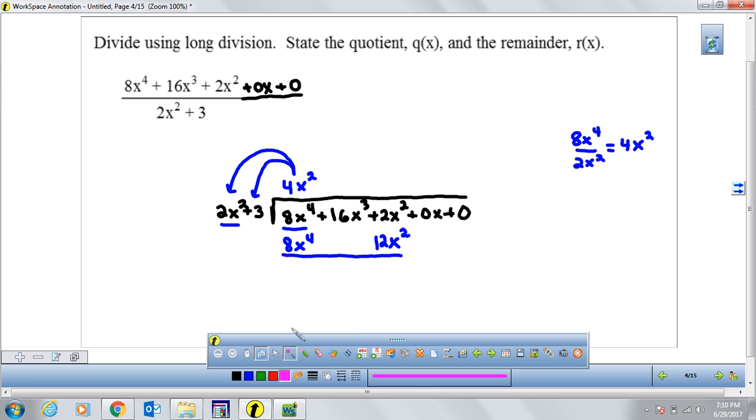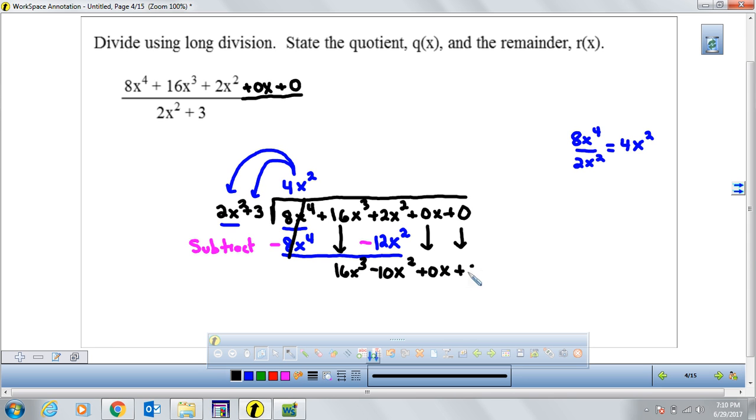Then the next step in the process is that you have to subtract. Just keep the following in mind: when I subtract, in reality that means change the signs. If I change the signs and combine like terms, 8x to the fourth minus 8x to the fourth cancels out. Negative 2x squared minus 12x squared is going to be negative 10x squared. The next step is to bring down the next terms to the bottom. So it will be 16x cubed minus 10x squared plus 0x plus 0.